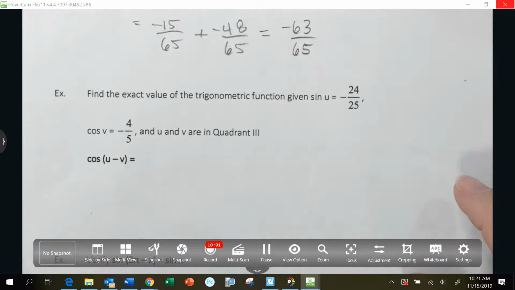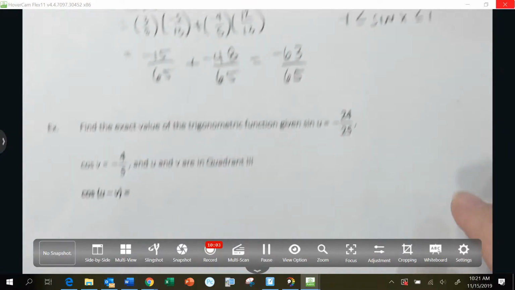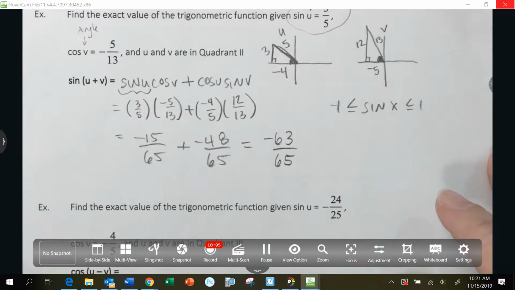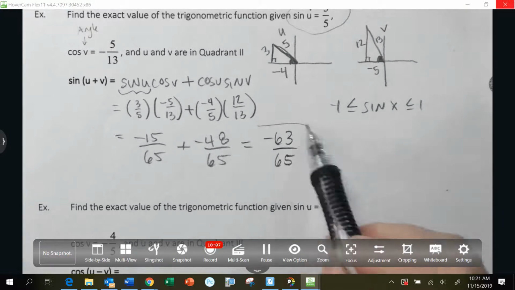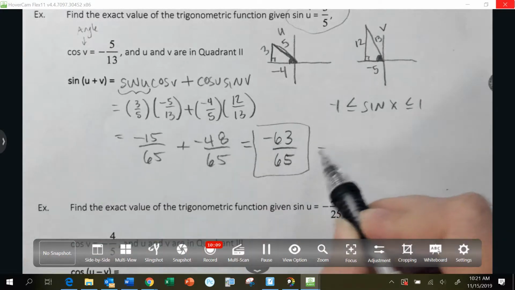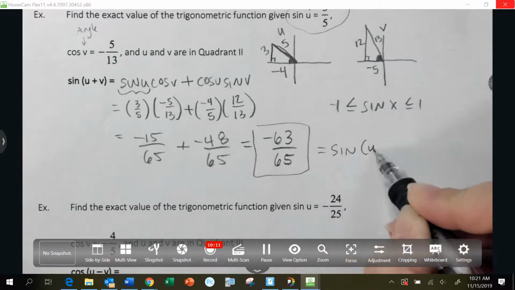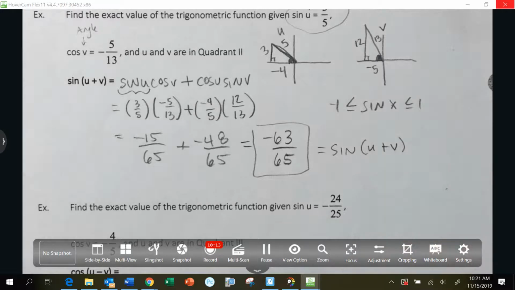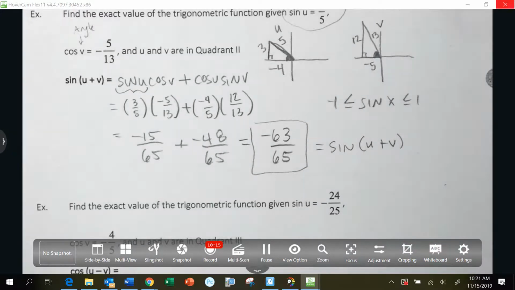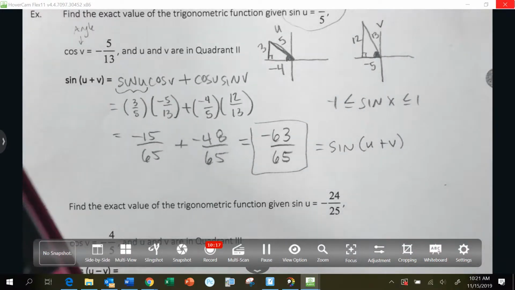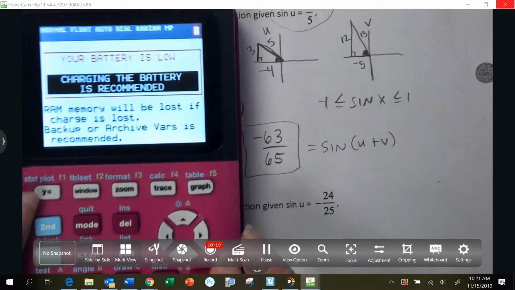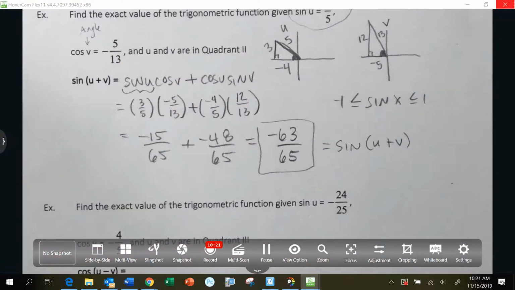All right, so find the exact value. Yes. So is that negative 63 over 65? That is the sine of angle u plus angle v. And so, let's do this. Why do we add them then? Why do we add them?